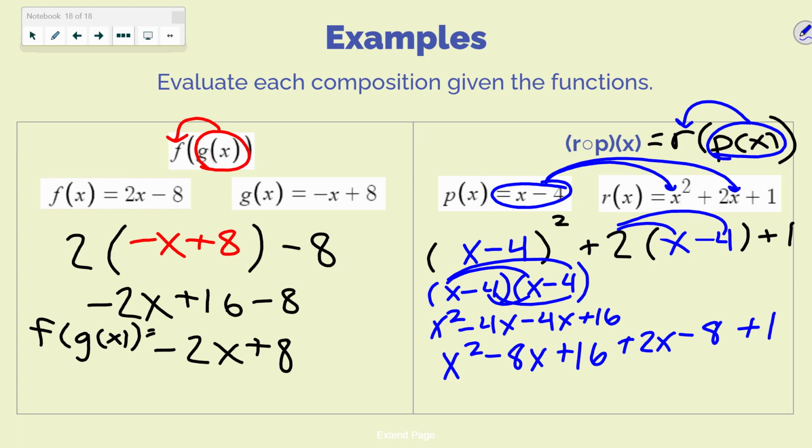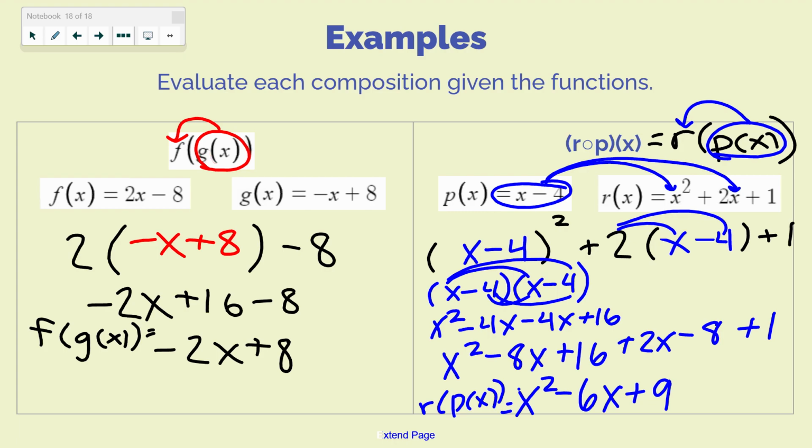All right, you guys, what did you find that to equal after you combine your like terms? What did you find, Yusra? X squared minus 6x plus 9. Great job. So that is R of P of X.